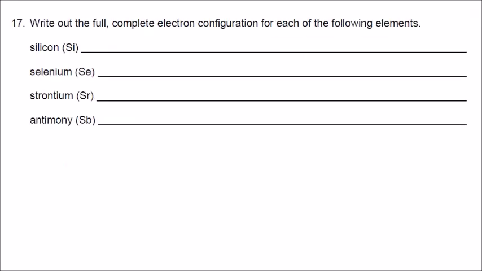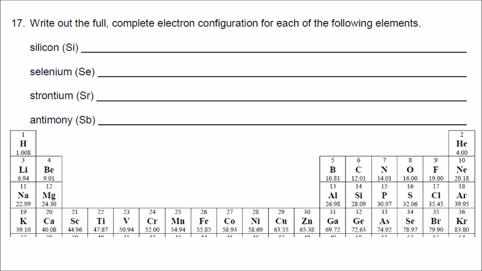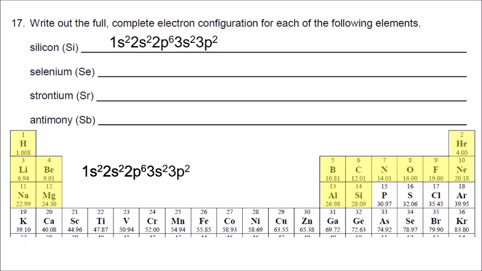All right, number 17, we're going to write the complete electron configuration for each of the following elements: silicon, selenium, strontium, and antimony. All right, let's start with silicon. Silicon has 14 electrons, so 1s2, 2s2, and 2p6. That gets us as far as neon, so we keep going. 3s2, now we're up to magnesium, and then finally 3p2. So that is the answer for silicon.